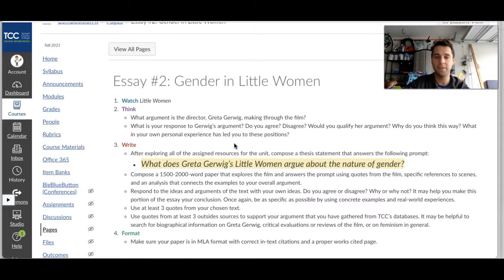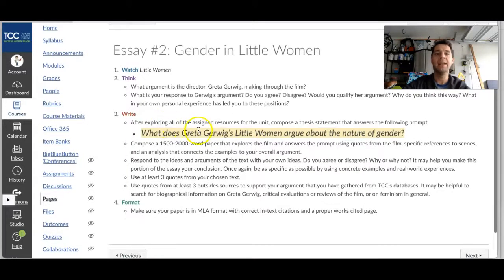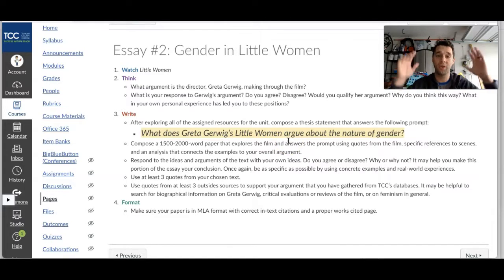Why do you think the way that you think? Right. After exploring all the assigned resources for the unit, compose a thesis statement that answers the following prompt. What does Greta Gerwig's Little Women argue about the nature of gender? Please understand, that is the prompt. Everything in your essay is going toward answering that question.